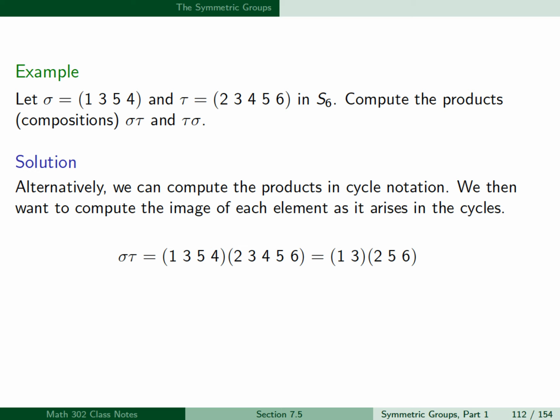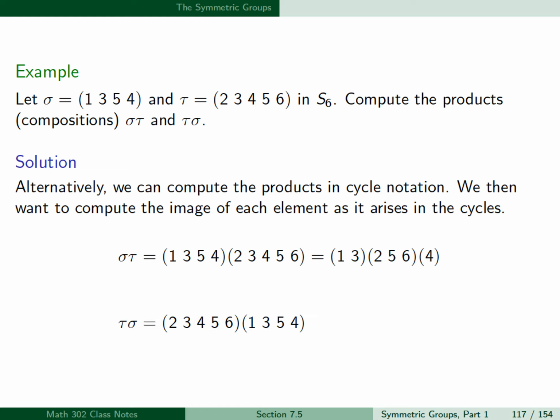Then now the next element that doesn't appear in a cycle so far is 4. So I'll start a new cycle with 4. And in tau, 4 maps to 5. And in sigma, 5 maps to 4. So that tells me that in the product, 4 will map to itself. And I can indicate that by closing off the cycle. Now that takes care of all of the elements 1, 2, 3, 4, 5, 6. So that will be my product.